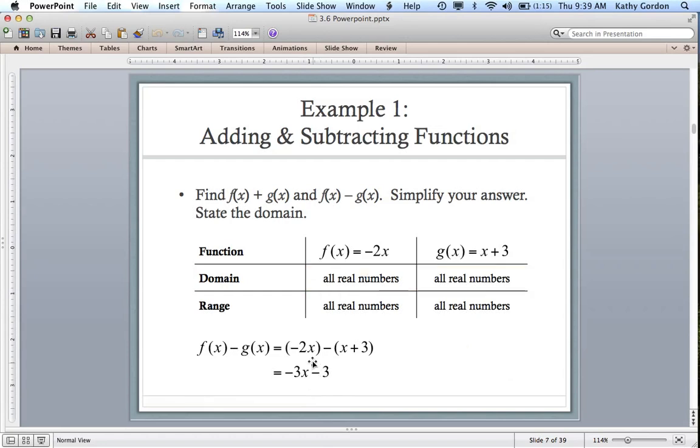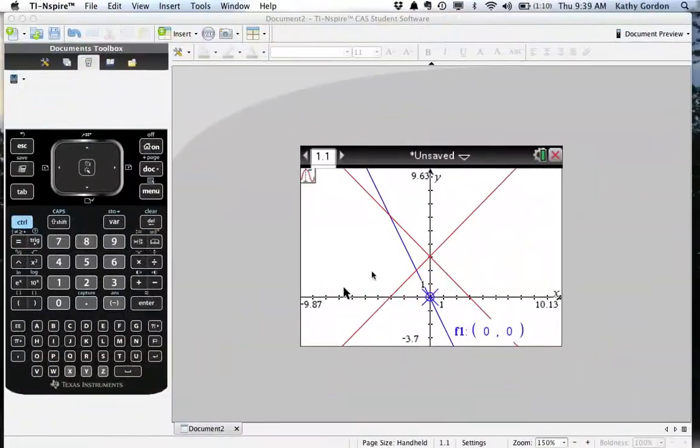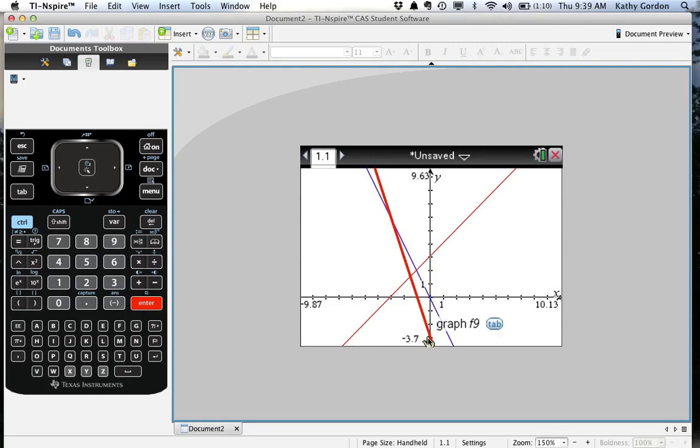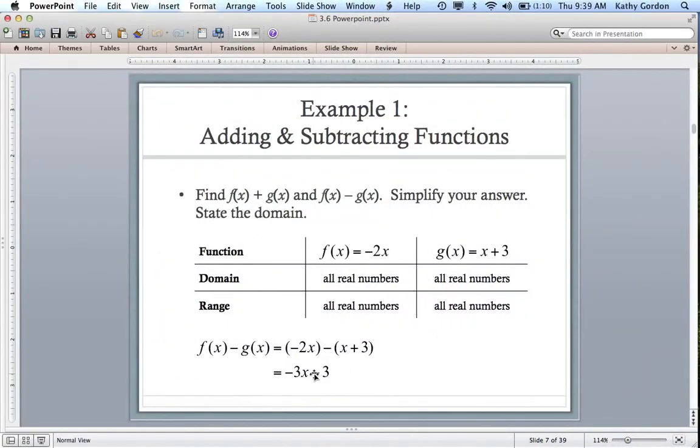Now if I subtract, algebraically, that means that I'm going to take the f function of negative 2x minus the g function of x plus 3. I have to make sure I distribute the negative here to both of the terms in my second function, and I end up with negative 3x minus 3. So again, if we go back to this, and I go up here and I change this to subtraction instead of addition, we can see that we've got a negative 3 slope and we've got a negative 3 y-intercept. So it does make sense that that's our result.